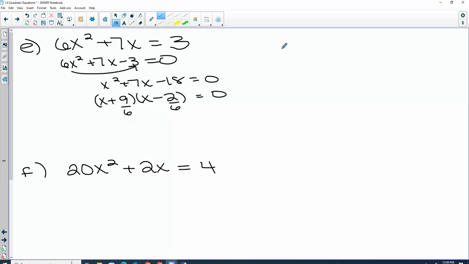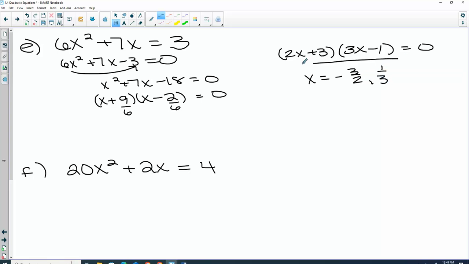So if you were just factoring, you would divide it back. 9 over 6 reduces to 3 over 2. 2 over 6 is 1/3. Set those equal to 0 and we get negative 3 halves, positive 1/3. Did you guys get that one?